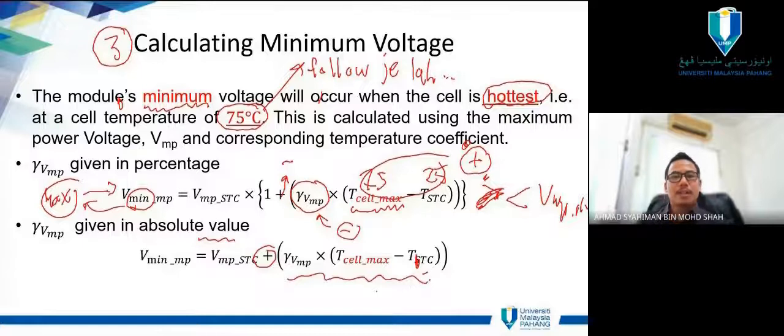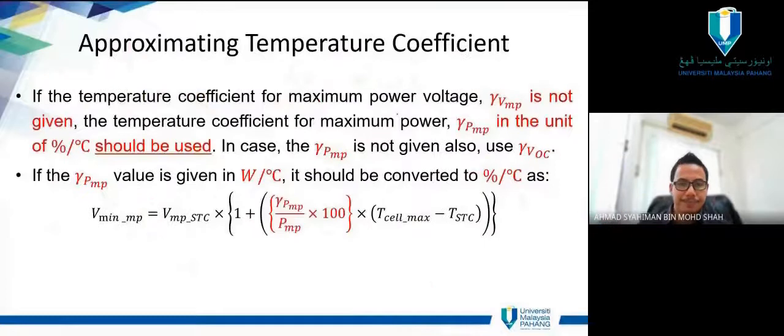Okay. So first case is maximum voltage based on the VOC. Second case is maximum voltage based on VMP. Third case is minimum voltage based on the VMP too. Okay. We return back to the question. What will happen if the temperature coefficient for the VMP is not given? What should we do? This is the answer.